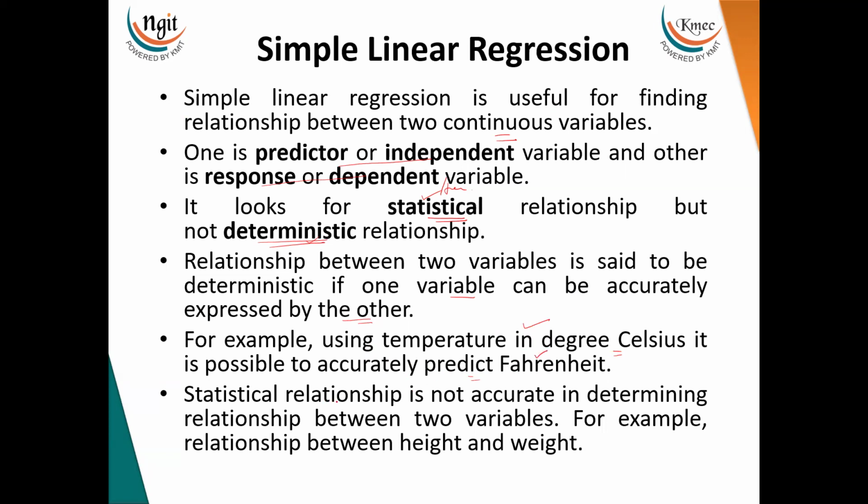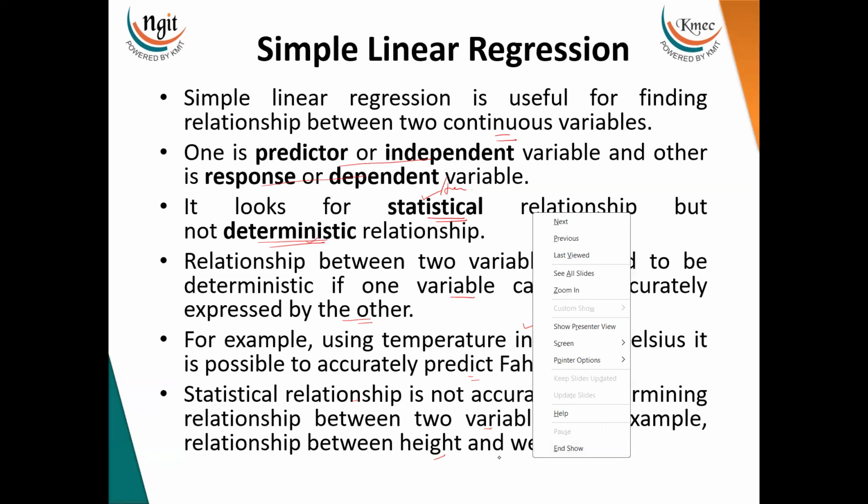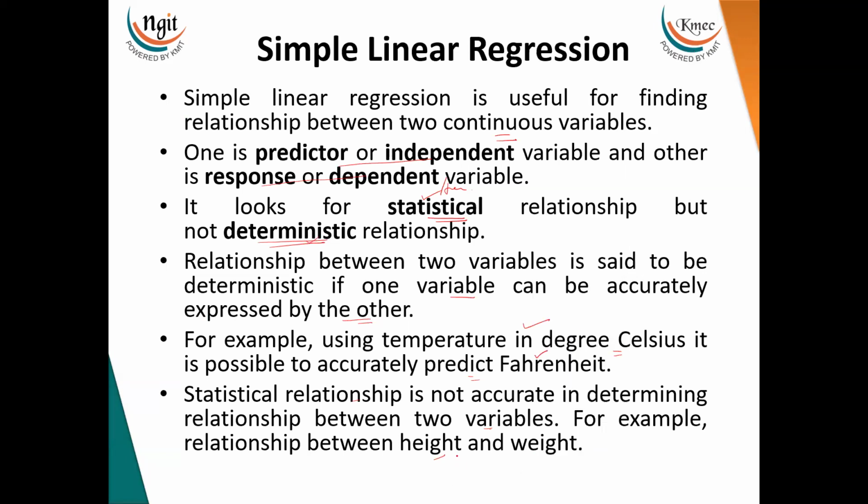But a statistical relation is not accurate in determining the relationship between two variables. For example, if you ask, as per the height, what is your weight? No one can give you the exact value. Such types of relationships we call statistical. Why? Because everyone's weight is not dependent on height. If two persons have the same height, their weight may not be the same. So that comes under the statistical relationship.